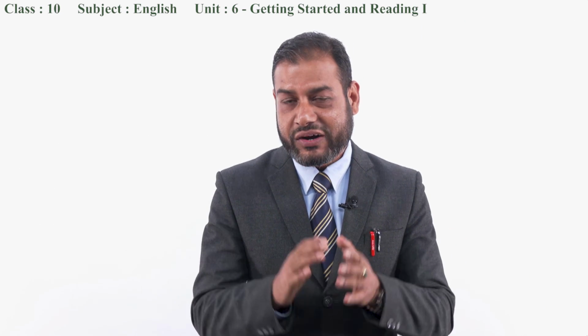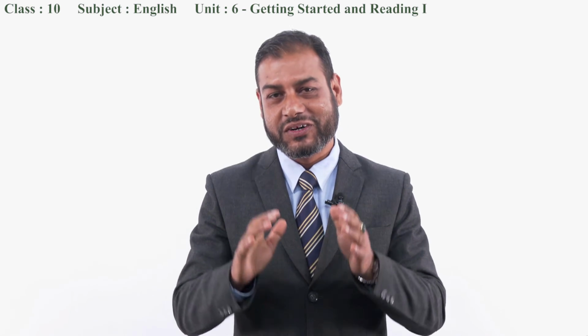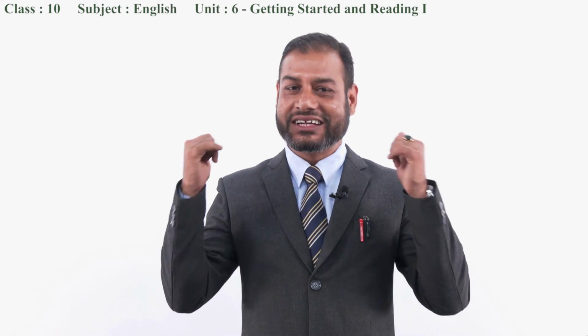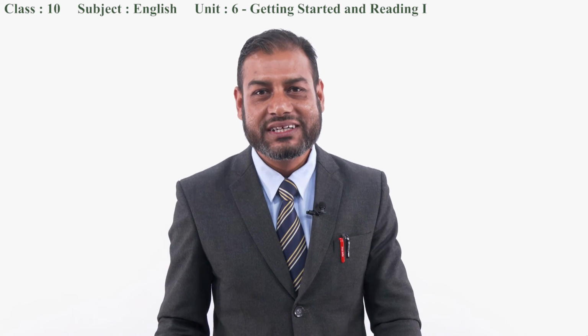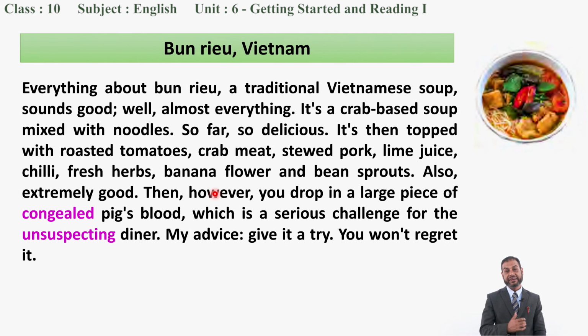Dear students, now again we have another item, okay? That is the last item for today. And are you ready to taste it? Well, it's interesting, okay? So what is the food item right now here? Yes, it is Bun Rieu. And where do people eat this item? Yes, in Vietnam. Now all of you read it with me together.